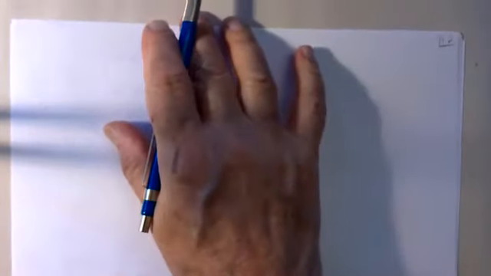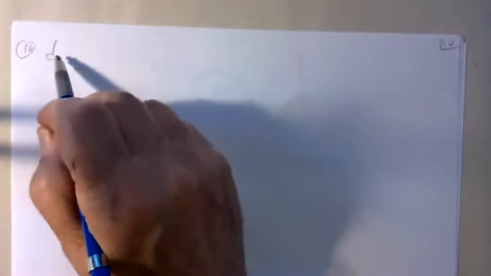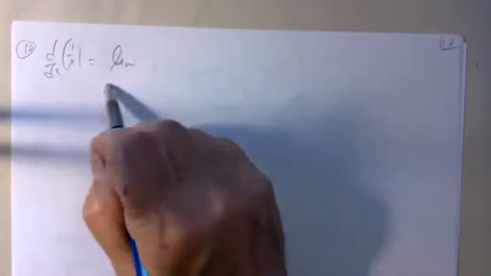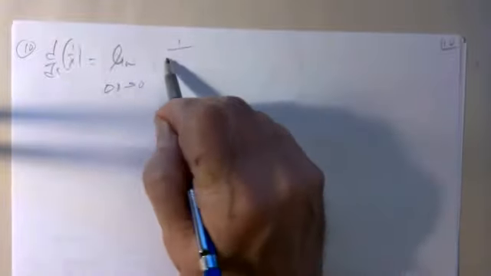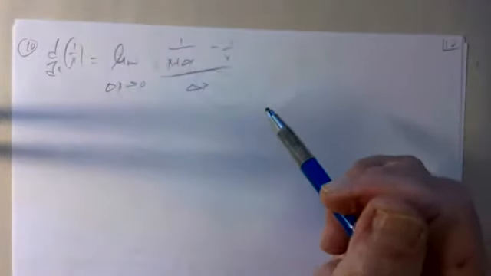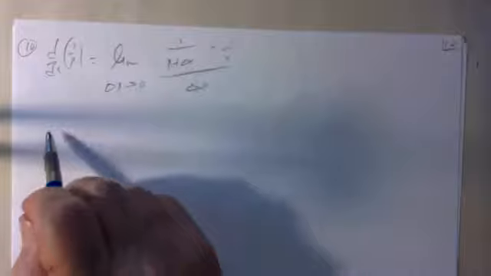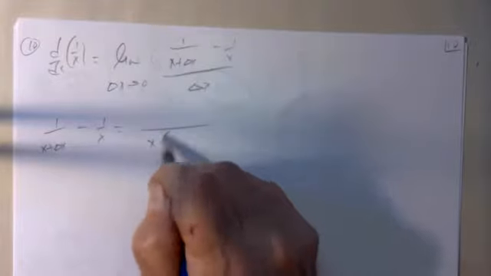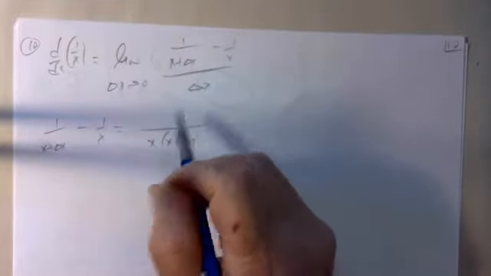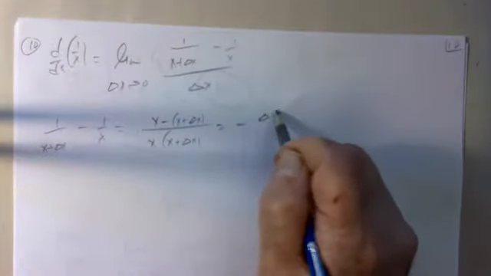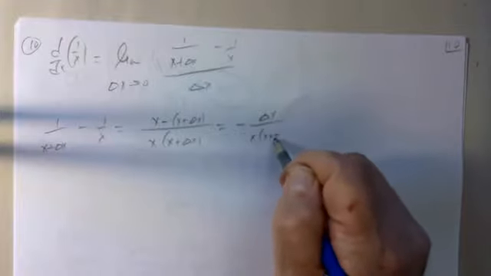Problem 10 is to compute the derivative of 1 over x using the definition. So the derivative of 1 over x is the limit as delta x goes to 0 of 1 over x plus delta x minus 1 over x, divided by delta x. Now this numerator, if I put it over a common denominator of x times x plus delta x, I get x minus x plus delta x, which is minus delta x over x times x plus delta x.